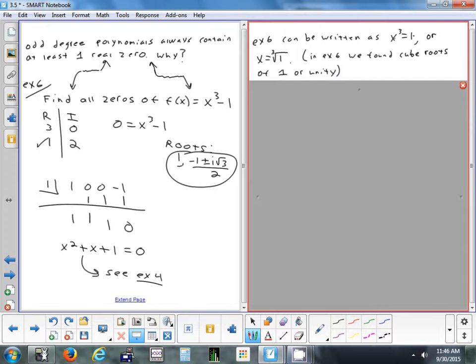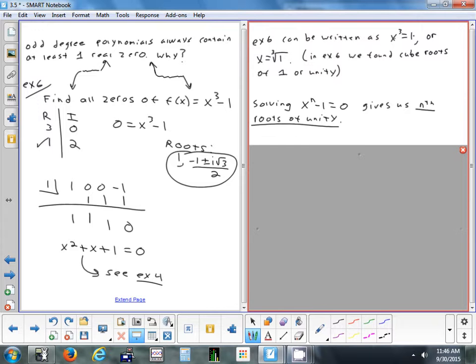So the cube roots of 1 are 1, -1 plus i root 3 over 2, and -1 minus i root 3 over 2. Anytime that you have an equation set up like this, x to some power minus 1 equals 0, what you're really doing is finding the nth roots of 1. Or our book calls it the nth roots of unity.